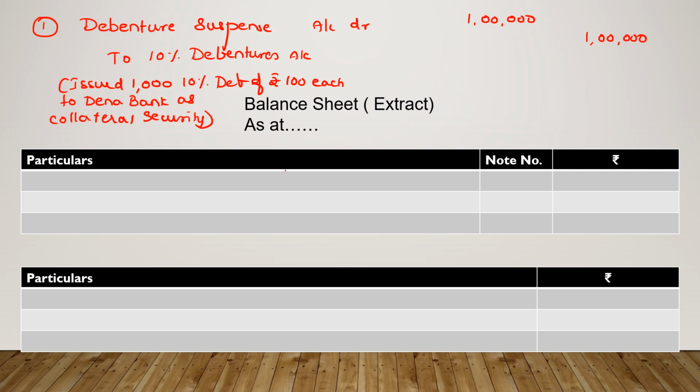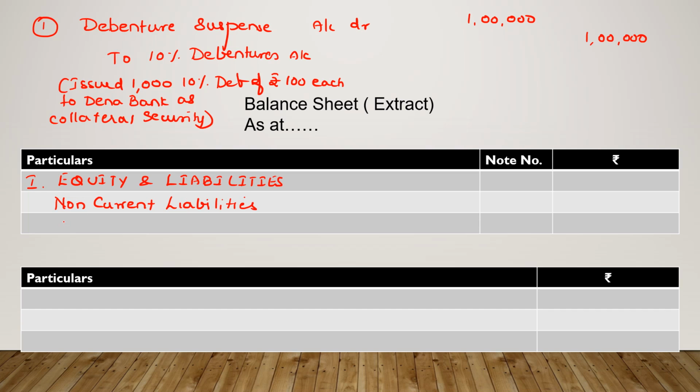So now when we show it in the balance sheet, how would it appear? It's very simple. Again, it is going to appear on the equity and liability side of the balance sheet. Under that, on the basis of whether it's a long-term or short-term borrowing, you would classify it. If it's a long-term borrowing, under non-current liability, and if it's a short-term borrowing, under current liability. Now let us assume it's a long-term borrowing. So we'll put it under non-current liabilities.